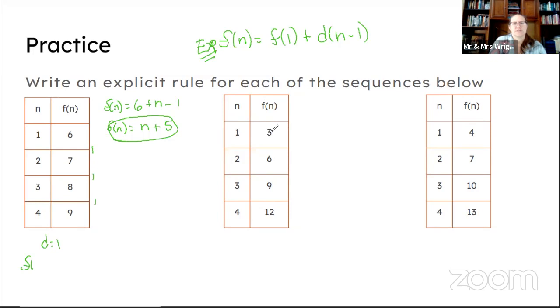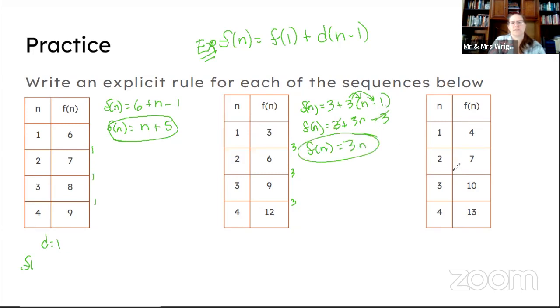All right, so let's look at this one. The difference between 3 and 6 is 3, 6 and 9, 3, 9 and 12, 3. So f of n is f of 1, which is 3, first term, plus the difference times n minus 1. Step 1, we have to distribute. F of n is 3 plus 3 times n is 3n. 3 times negative 1 is minus 3. F of n is, this and this cancel out, just 3n. And that's our final answer.